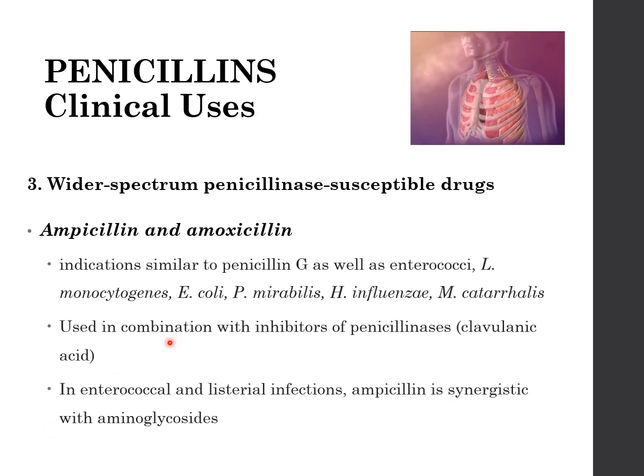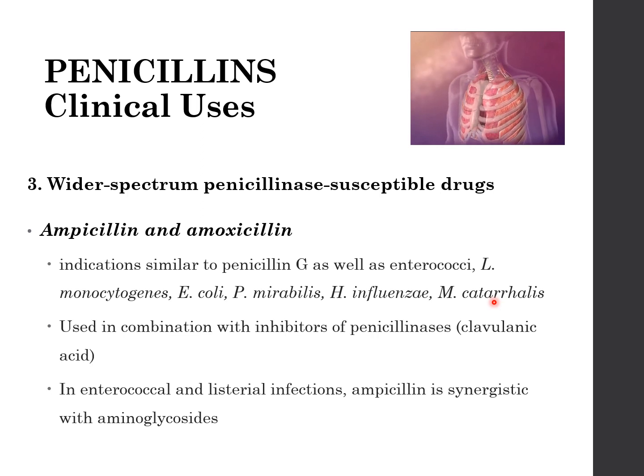Now, for the wider spectrum penicillinase-susceptible drugs, we have your ampicillin and amoxicillin, the first gen, the simplest. The indications would be similar to your penicillin, with good coverage for the enterococci, Listeria monocytogenes, Escherichia coli, Proteus mirabilis, H. influenzae and Moraxella catarrhalis.